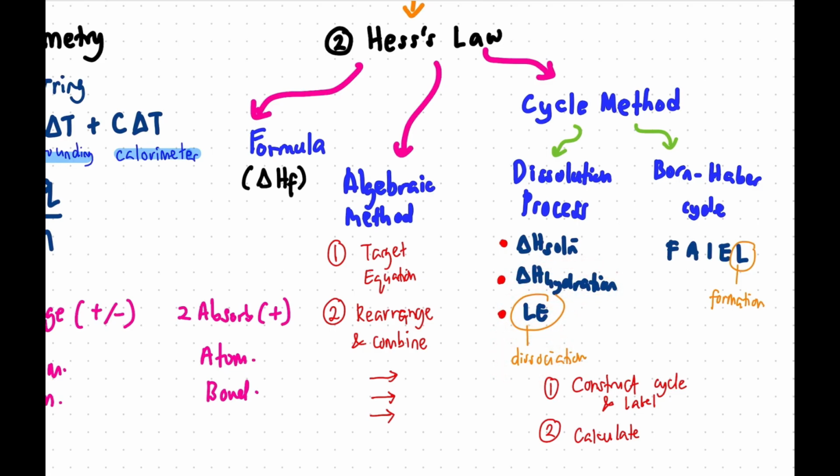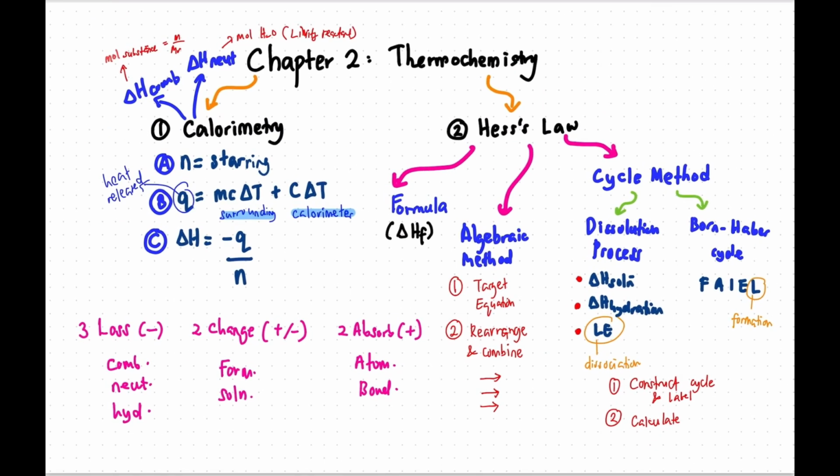Okay, and then the second one adalah Born-Haber cycle, and then yang this one melibatkan 5 jenis enthalpy, which is formation, atomization, ionization energy, and then electron affinity, and last but not least lattice energy formation. Okay, dua benda penting untuk kedua-dua ini adalah you must first know how to construct the cycle and then label semua species yang terlibat, and barulah kamu pergi dekat calculation dia. Alright, so that's basically the rough idea of what's going on in chapter 2 thermochemistry. So, mari kita pergi soalan dia.